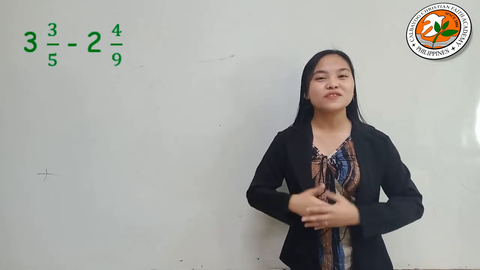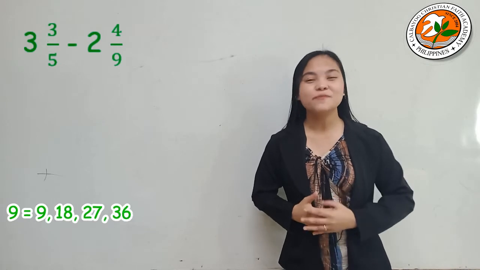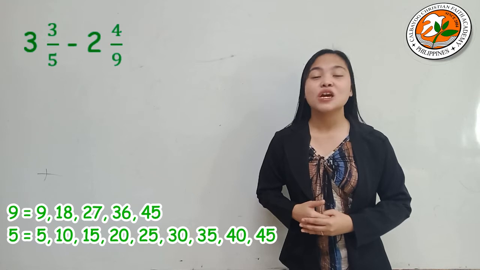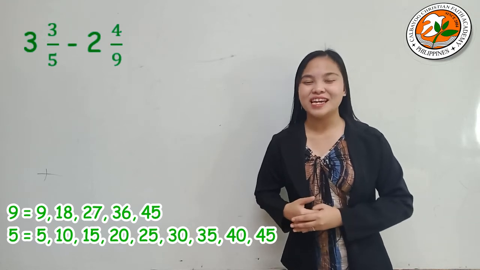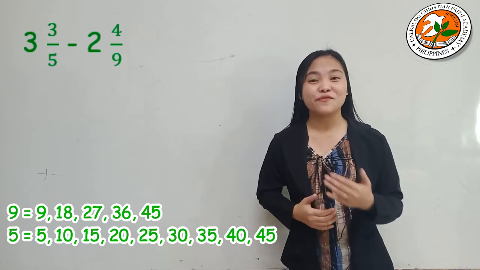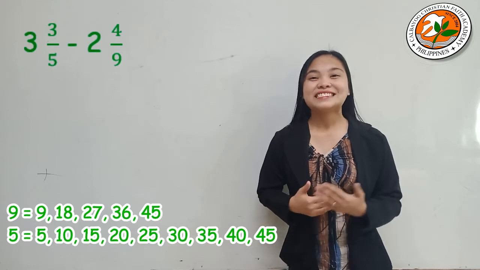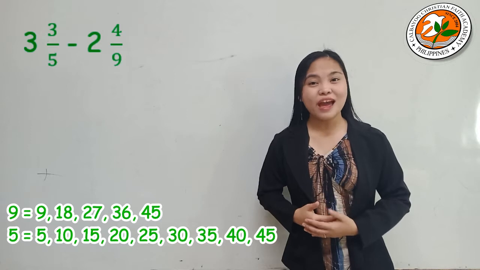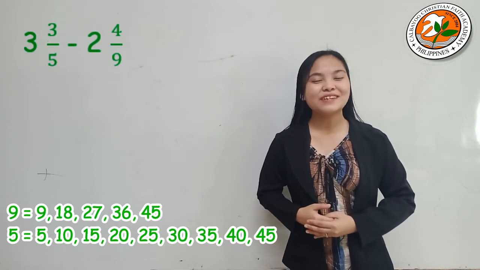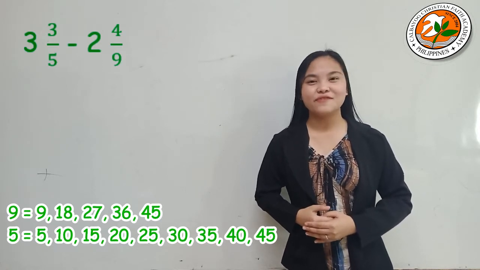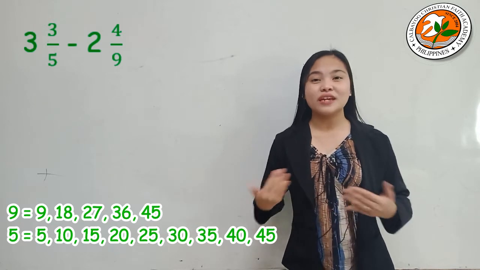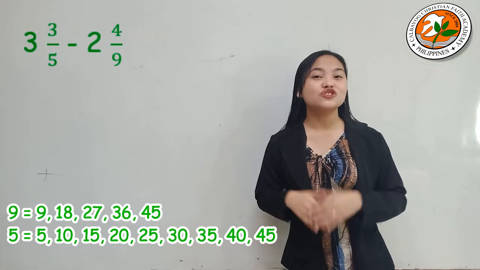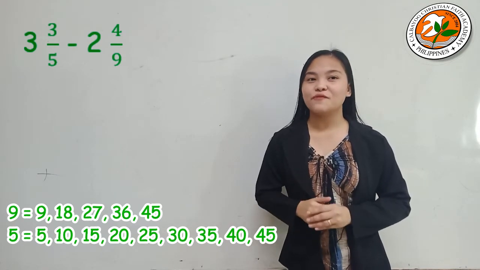So the multiples of 9 are 9, 18, 27, 36, 45, and so on. We have here also the multiples of 5: 10, 15, 20, 25, 30, 35, 40, 45, and so on. So since we have already the LCD, which is 45, we can now change it to similar fractions.